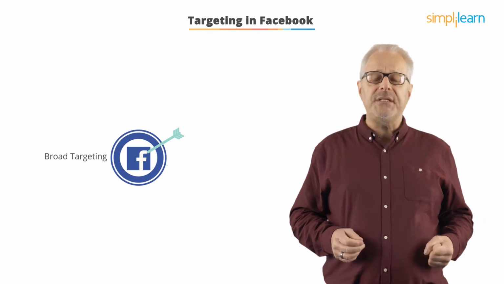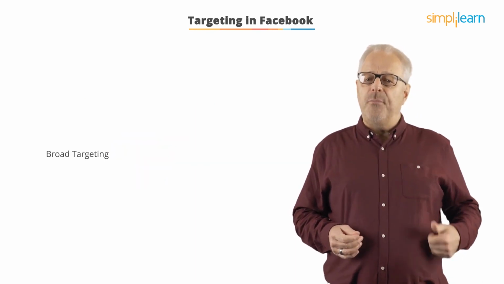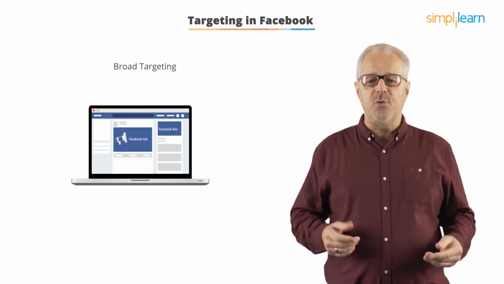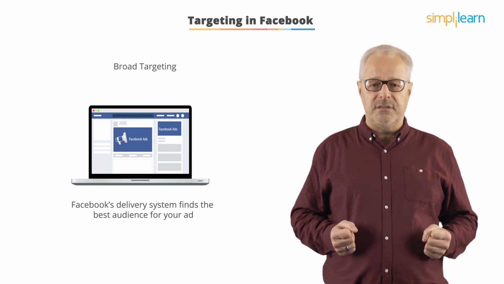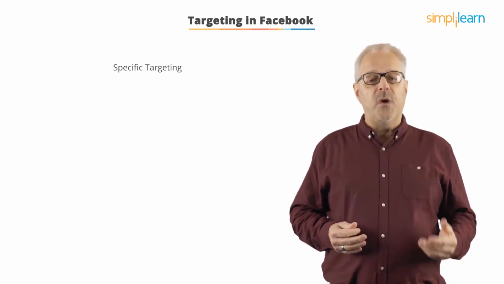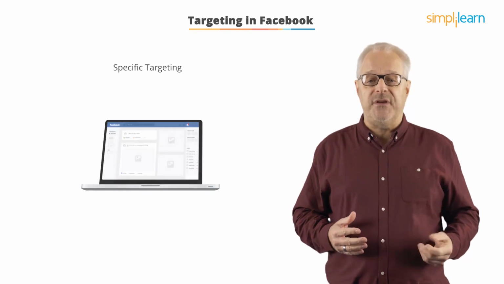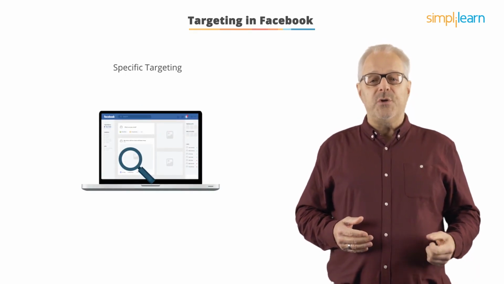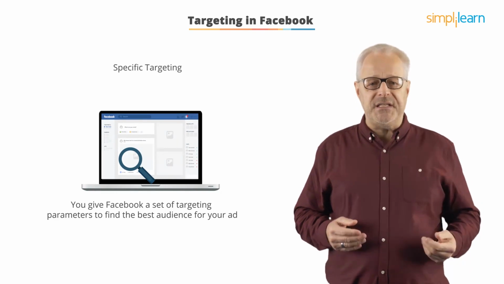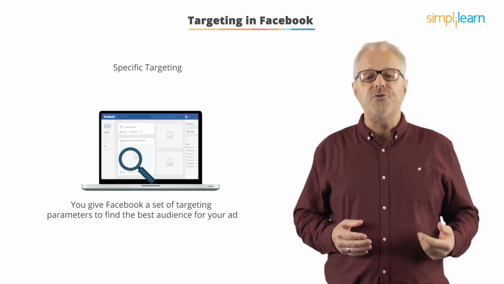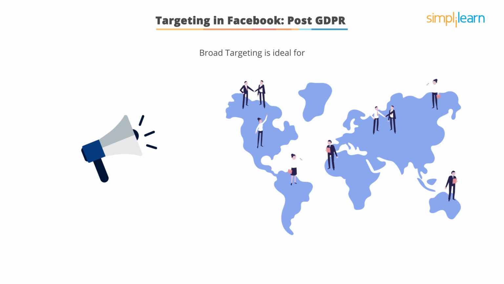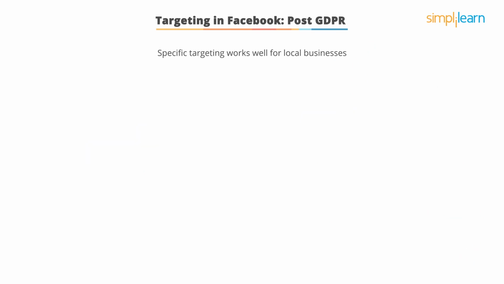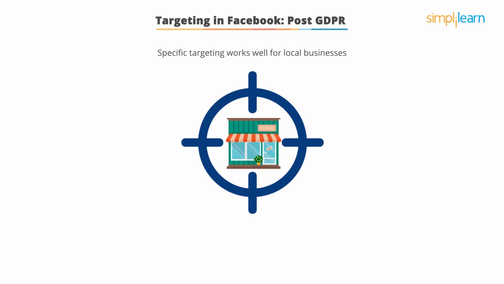There are two ways of targeting people for your ads in Facebook. You can do broad targeting and specific targeting. With broad targeting, you leave it all up to Facebook, and Facebook's delivery system will make sure that your ad will go to the ideal audience. When you want to be in control, you can go for specific targeting. You can do this by giving Facebook a set of targeting parameters to find the best people to show your ad to. Broad targeting would be ideal for awareness campaigns, where you target generically with a very broad geographic area. Specific targeting can work very well for local businesses.